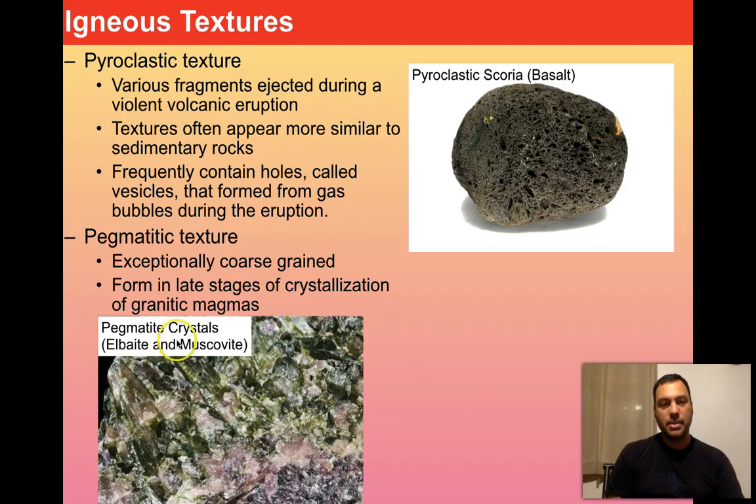So here we see pegmatite crystals of elbaite and muscovite, and these are large crystals. Unfortunately I don't have the scale on here, but they're several inches long. Down here is another purple mineral, and I believe these are called lepidolites, and I believe these are collected from a magma chamber, a pluton in the San Diego County area.